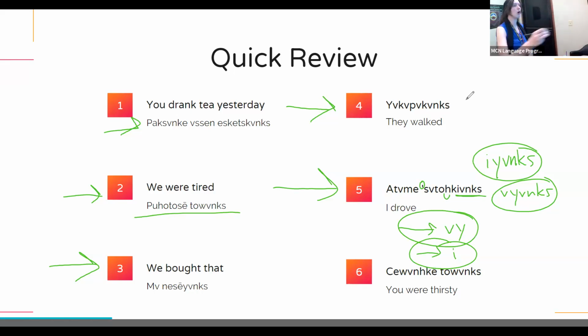Which is a good thing to note is if you ever hear that sound I somewhere, it's probably first person. So Sudok-I-yunks and Sudok-A-yunks are all I drove. They're all I drove. That's a good question though. That's a good thing to forget.